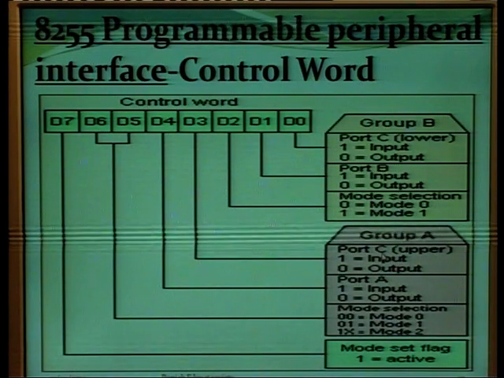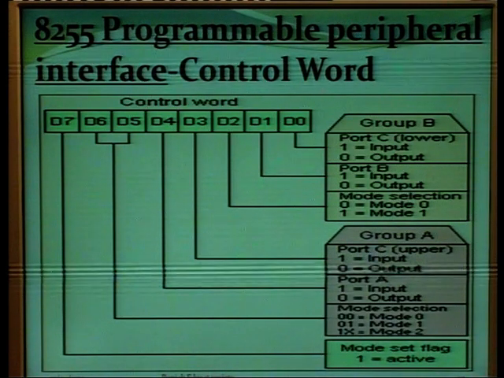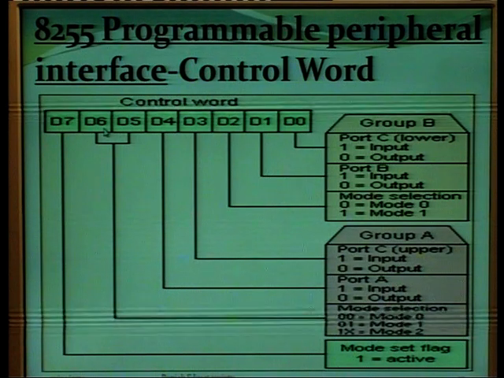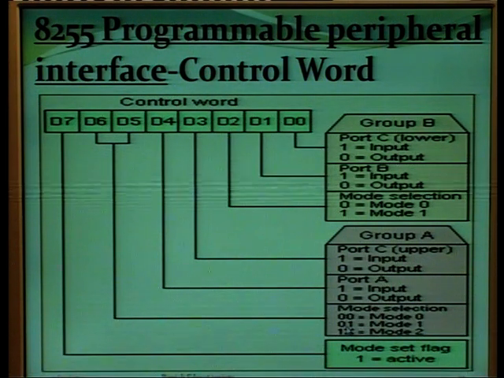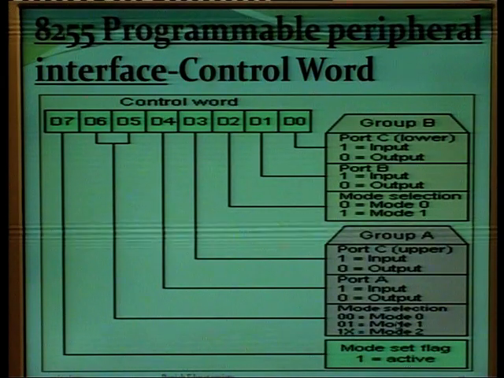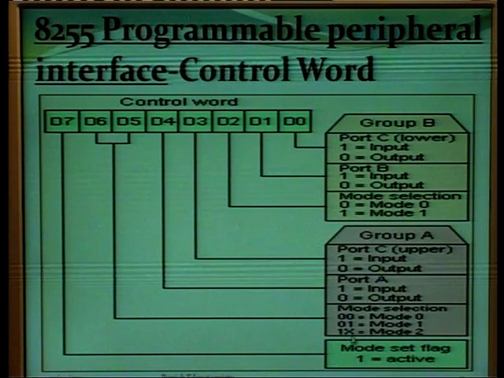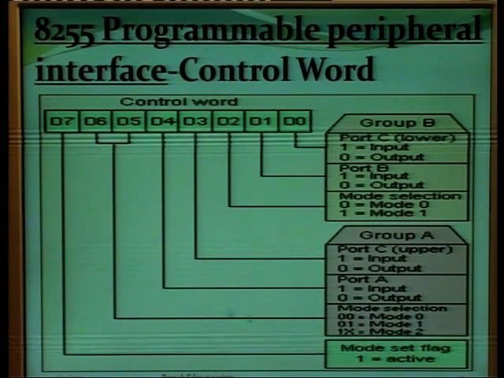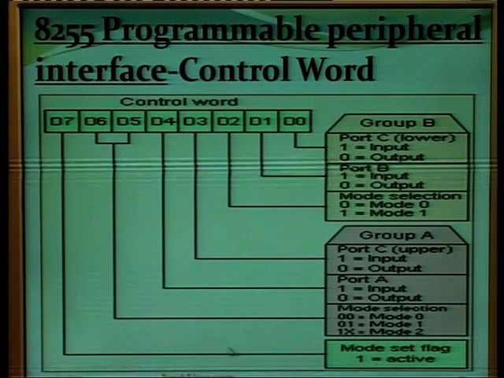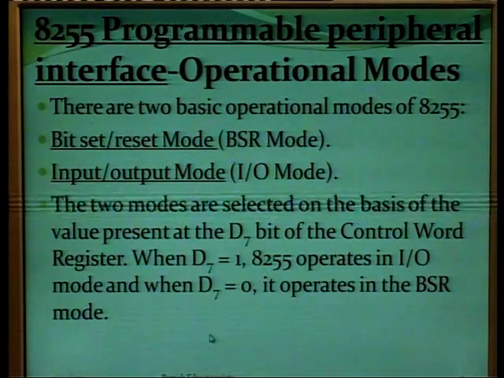D3 is for port C upper, D4 is port A, and D5 and D6 are for mode selection. 00 means mode 0, 01 means mode 1, and 10 or 11 means mode 2, and D7 is the mode set flag, 1 means active.